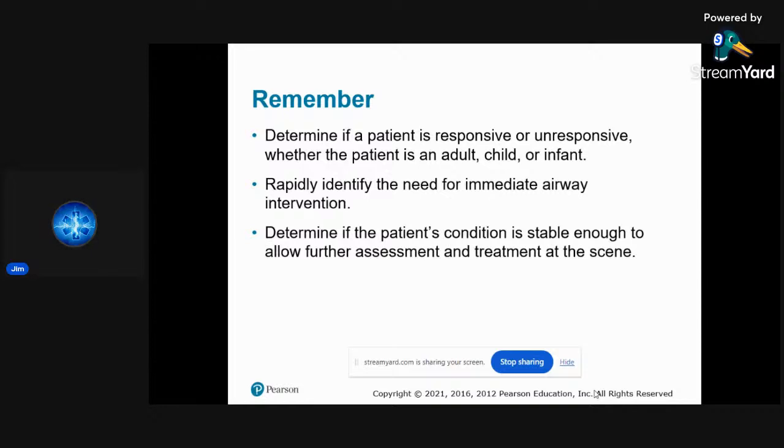Determine if they're responsive or unresponsive, and whether they're adult, child, or infant. Rapidly identify the need for immediate airway intervention. Determine if the patient's condition is stable enough to allow further assessment or treatment on the scene. We just kind of talked about that. The first would be a load and go, and the second would be a stay and play, or unstable and stable.